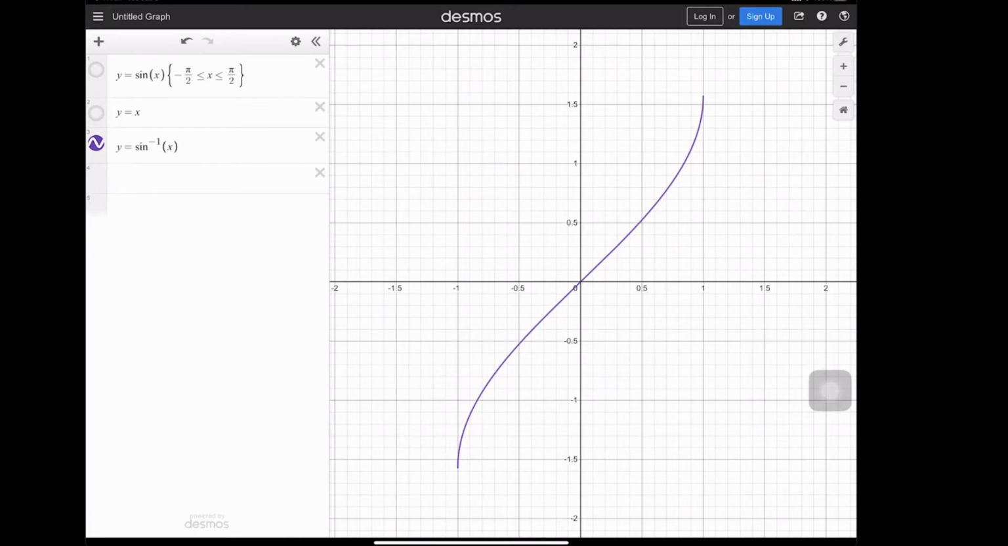It doesn't have to have that restriction. It could be any restriction. But that goes way beyond our course. That's no longer elementary trigonometry. It's more calculus settings. But I'm going to copy this curve.